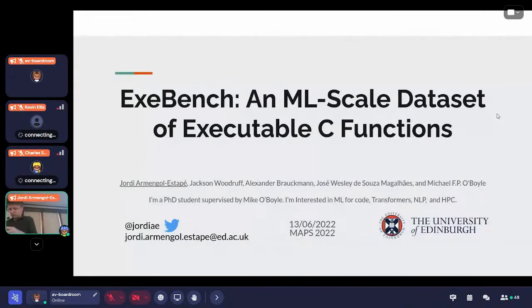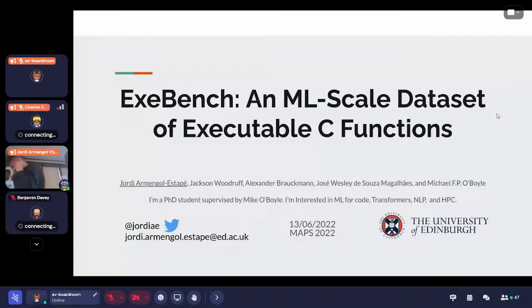Okay, finally. So now we are going to hear from Jordi Armengol Estape. I don't know if I'm butchering your name. And he's going to tell us about an ML scale data set of executable C functions. Okay.